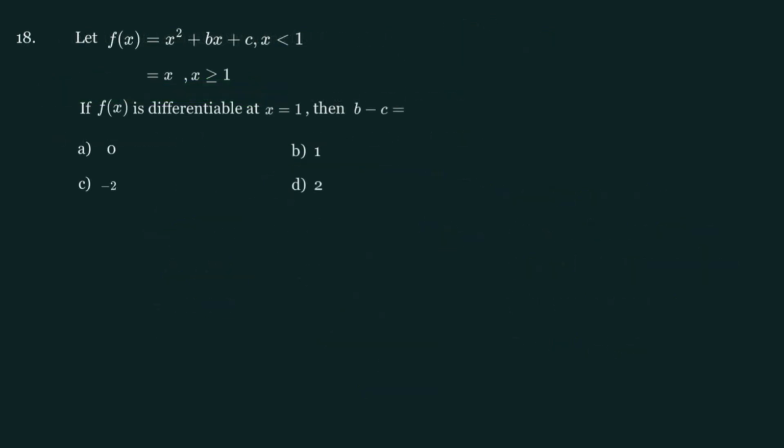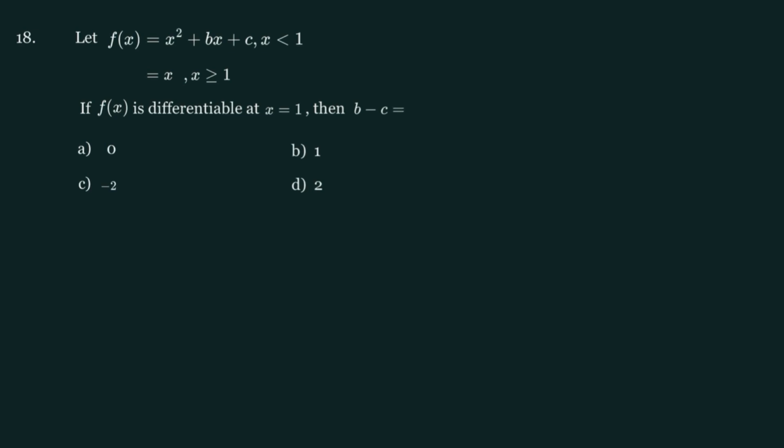Question number 18. The function is given here and the function is differentiable at x equals to 1. Then we need to find the value of b minus c. So first let us try to solve and get the value of b and c. Then we will subtract them and we will get the desired answer.